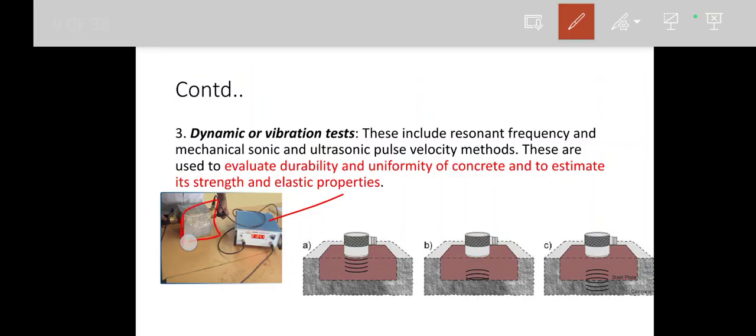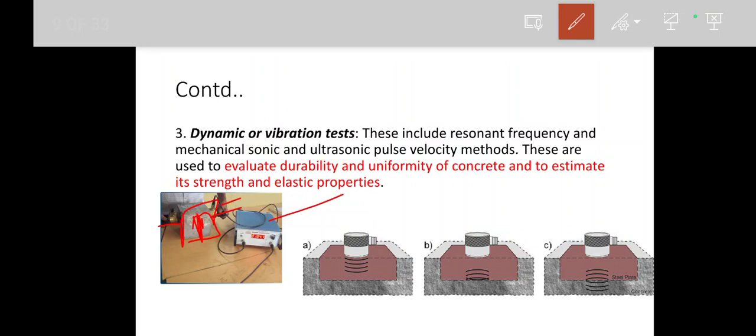This is a concrete cube. Two transducers are placed. One transducer is called the transmitting transducer, where the sound waves will be transmitted into the concrete, and it will be received on the other end. Suppose the concrete has a big crack or a gap in it, what will happen? The sound waves will reach the receiver end slowly.